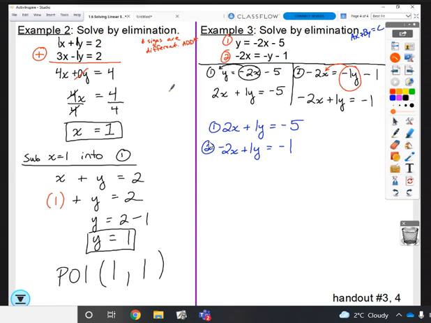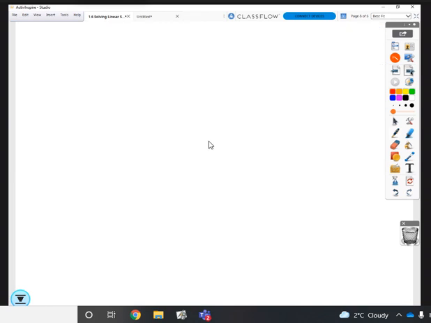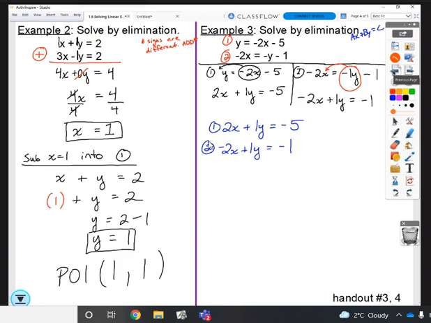What I'm going to do is I want to show you one. I'm going to personally eliminate the y's. Do you have to? No. But I just want to show you this example. So I'm going to choose to eliminate y.